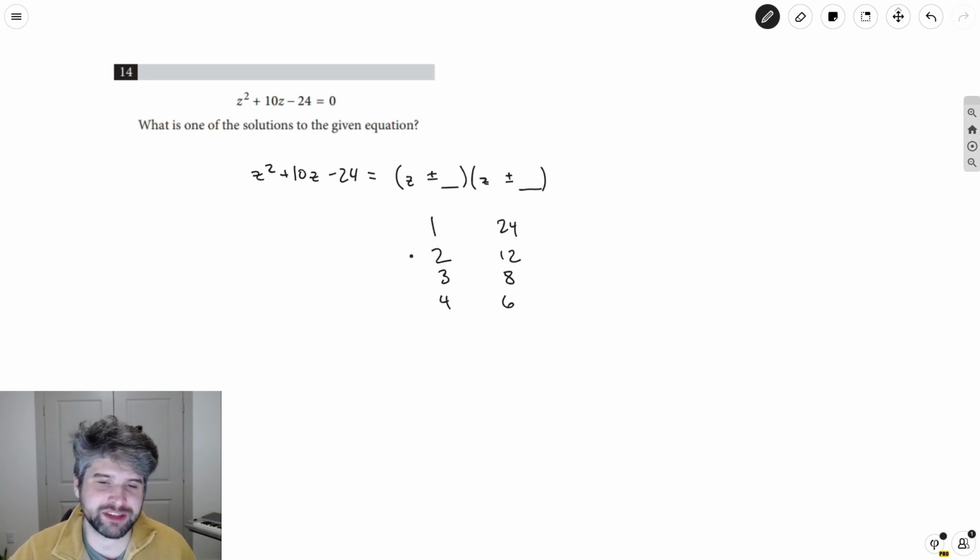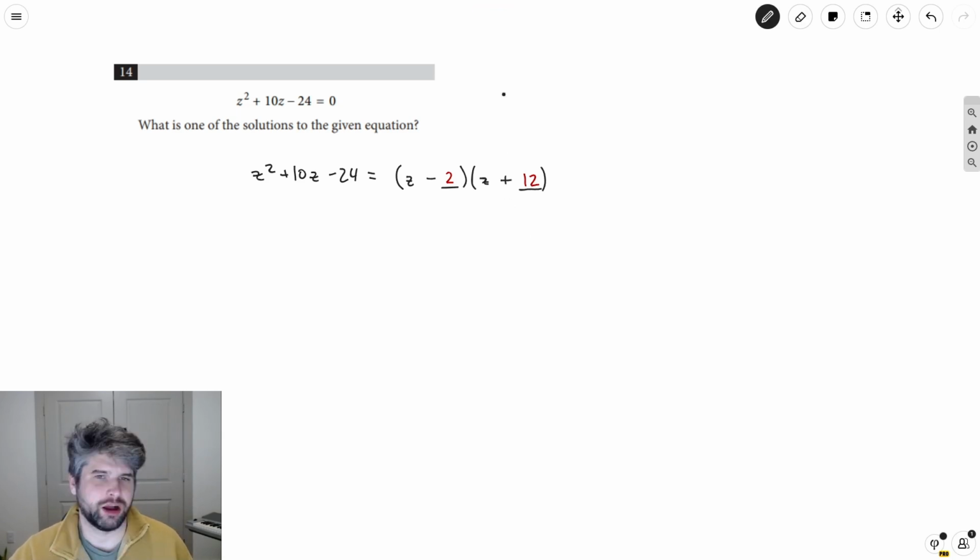So really, we're going to have to make the 2 negative here. If we made the 12 negative, then we would get negative 10 when we add the 2 with the negative 12. All right, so the 2 has to be negative, and we can put them in any order. We'll put the 2 here and the 12 here. The 2 is negative, so we're going to make this sign negative, and the 12 is positive, so we're going to make that positive.